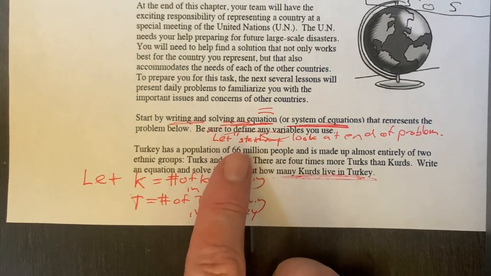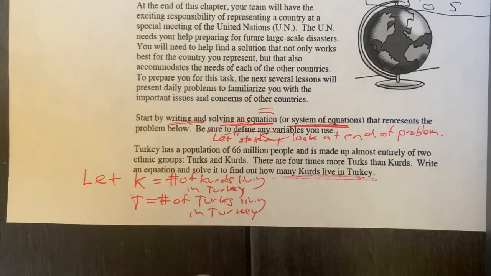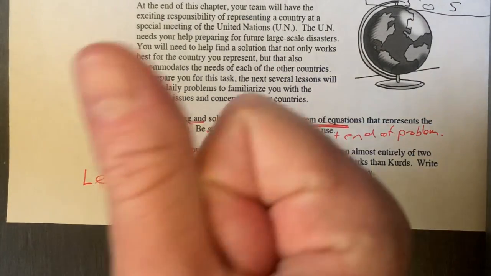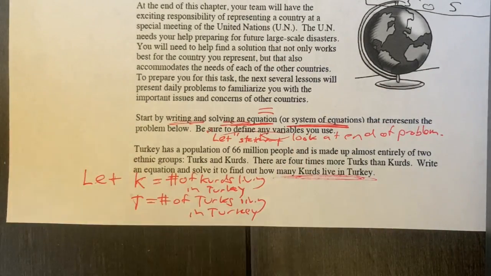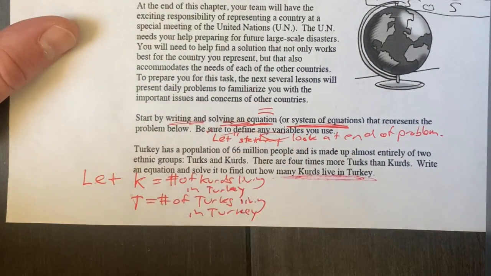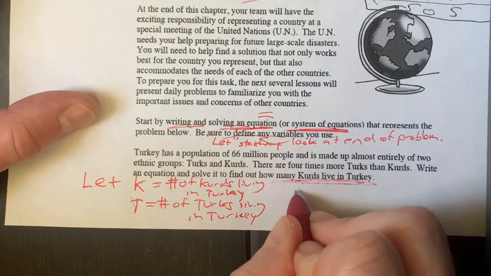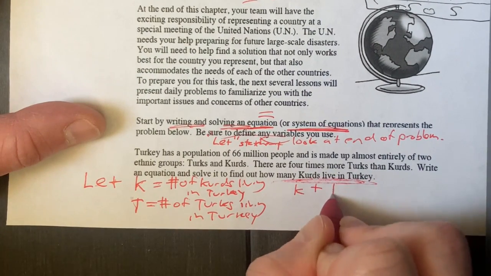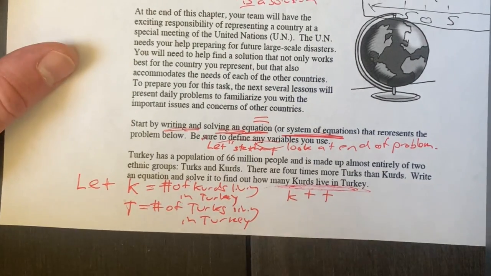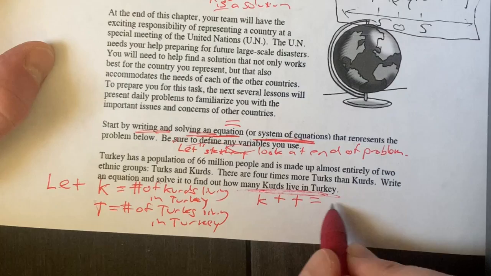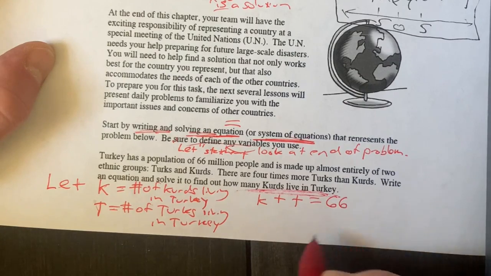In addition, we have to use the 66 million number at some point. Remember when we did systems early in the year, usually there's a total quantity equation, and that we can define right now. So let's get our total quantity equation right here. We have k plus t, right? The total amount here of Kurds plus the Turks is about 66 million. So equals 66.